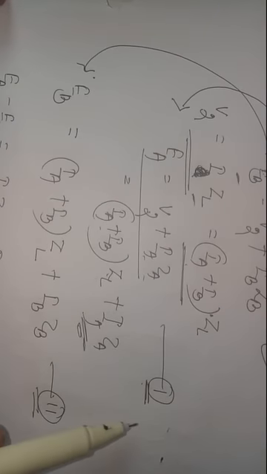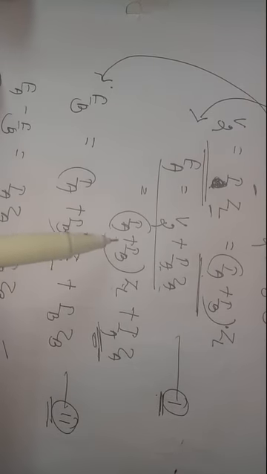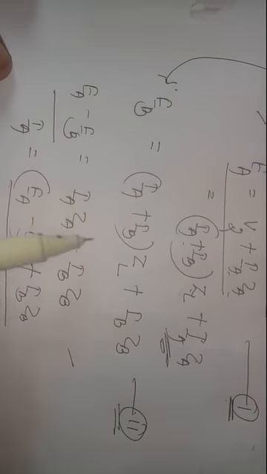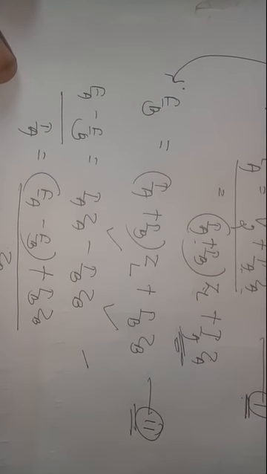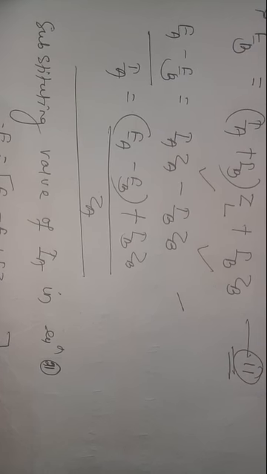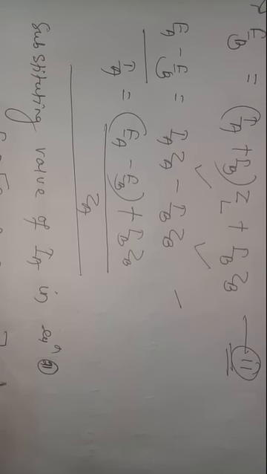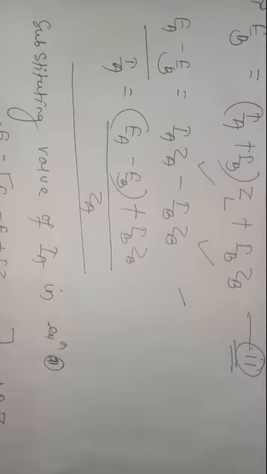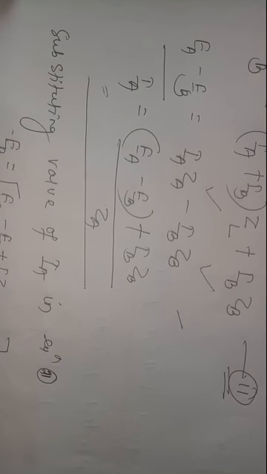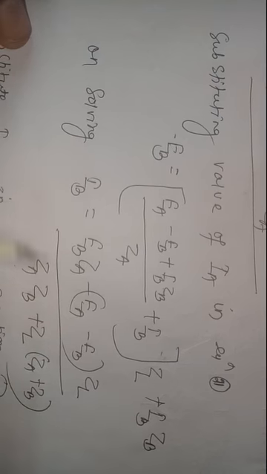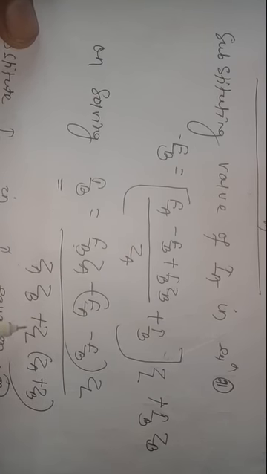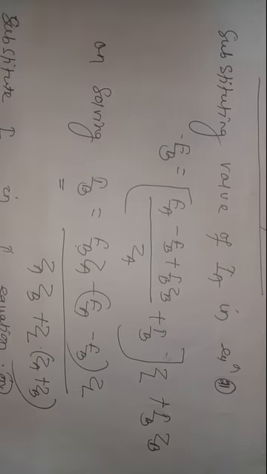If you subtract equation 2 from equation 1, you will find that the IA plus IB into ZL terms are the same and get cancelled, leaving only IA ZA and IB ZB. So EA minus EB equals IA ZA minus IB ZB. Then substitute the value of IA obtained earlier, and solving, you will find the value of IB as EB into ZA minus EA minus EB into ZL, divided by ZA plus ZB plus ZL into ZA plus ZB.